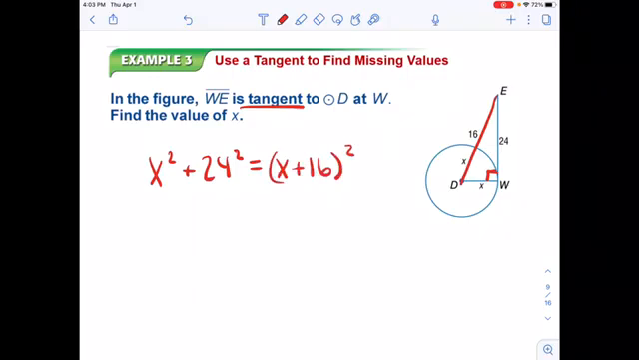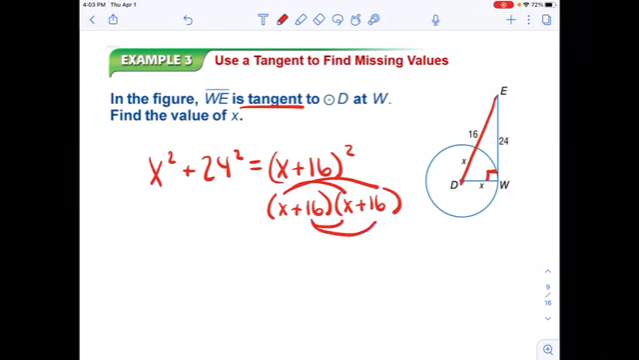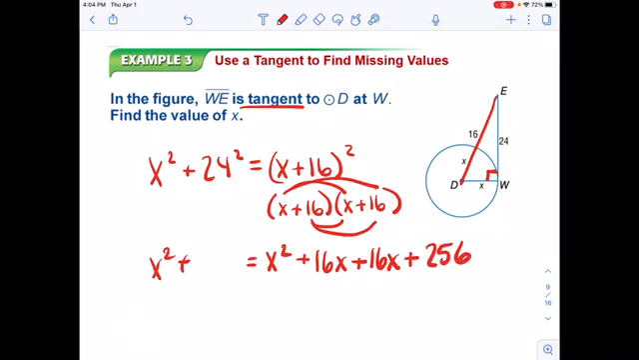Now we have to recall some stuff from Algebra 1, mainly foiling to be able to solve. Now foiling stands for first, outside, inside, and last. And you just multiply these, so X times X is X squared. 16 times X is 16X. X times 16 is also 16X. And 16 times 16 is 256. You can bring down the rest of this. What is 24 squared? 576. And then you can combine like terms on the right side.